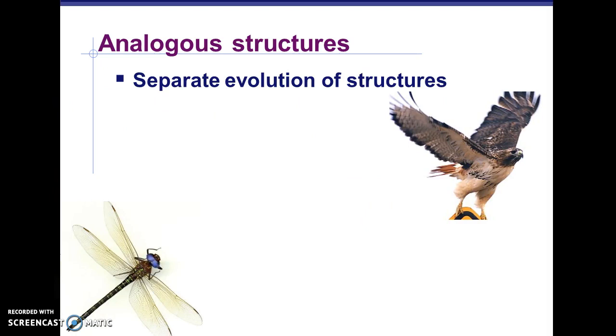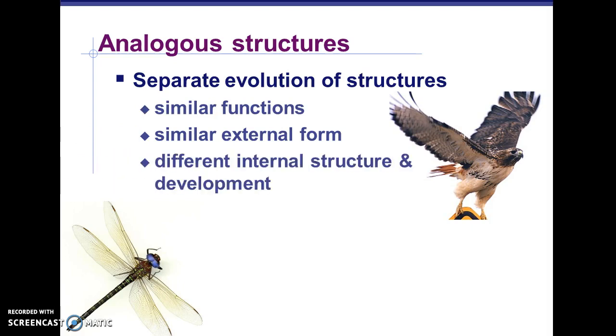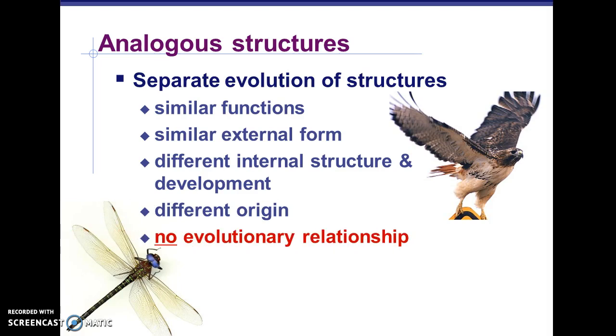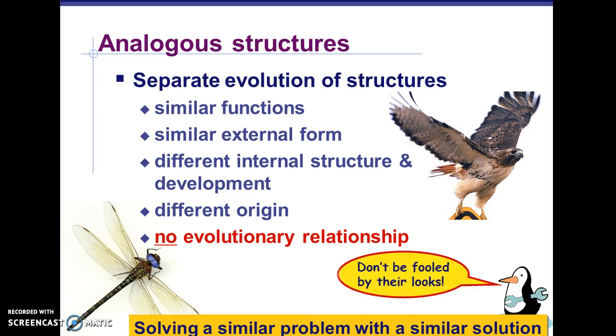Analogous structures, excuse me, are separate evolution of structures. They have similar functions and a similar external form, but a different internal structure and development. They have a different origin. There's absolutely no evolutionary relationship. So the example of a dragonfly wing versus a bird wing. Okay, solving a similar problem with a similar solution.